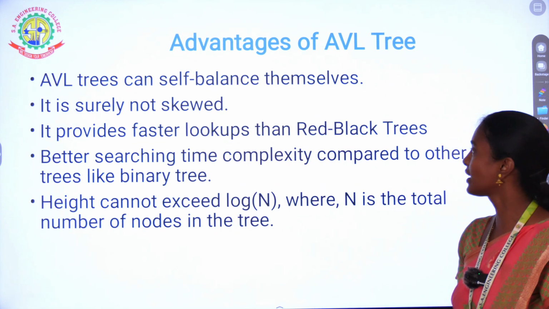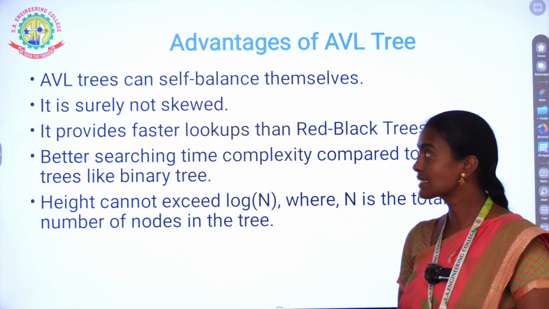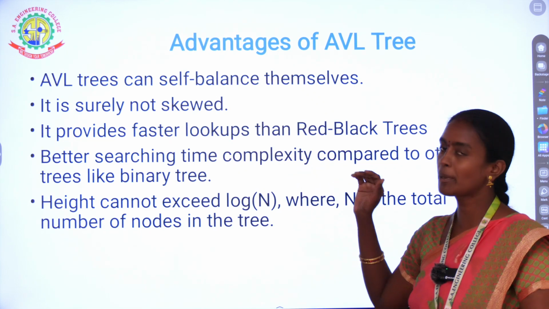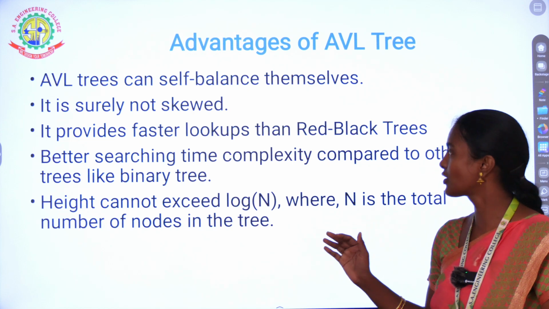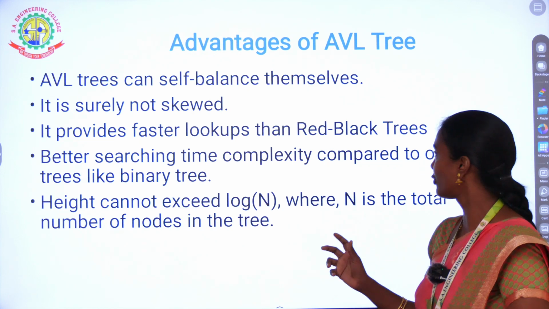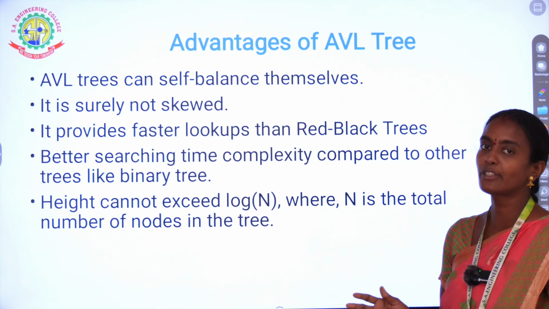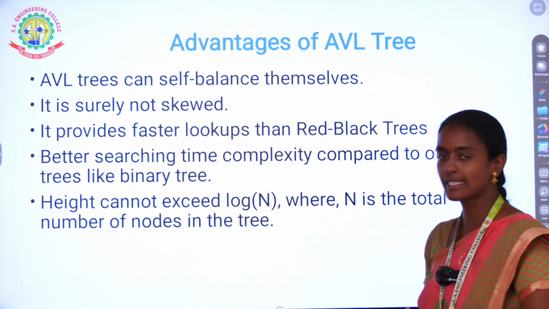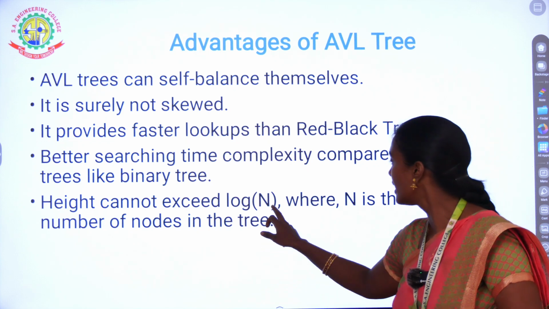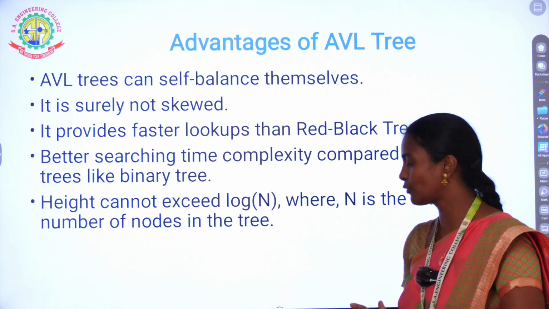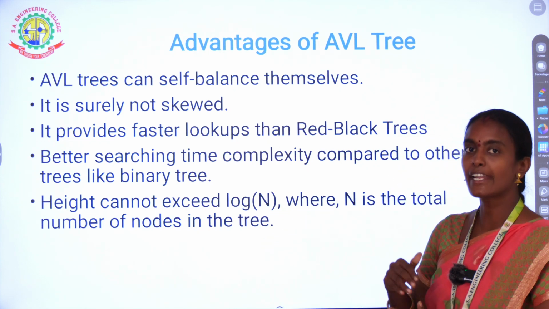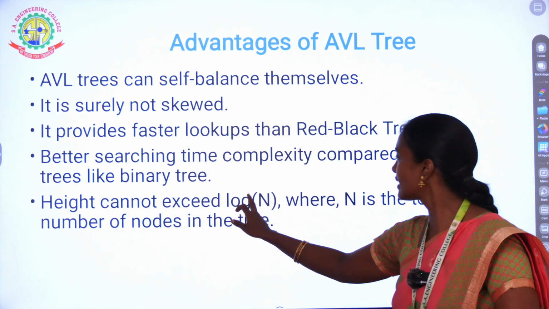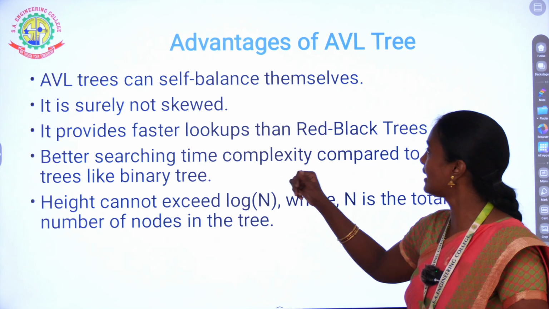Then, advantages of the AVL tree. An AVL tree can self-balance. It is surely not skewed because we are applying rotations. It provides faster lookups than the red-black tree. And the height cannot exceed log n, where n is the total number of nodes. The height should be within the number of nodes, so the height does not exceed log n.